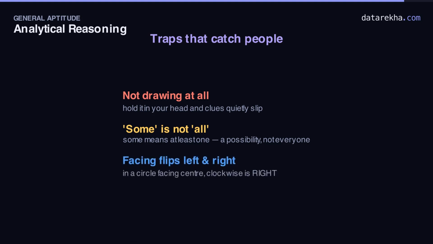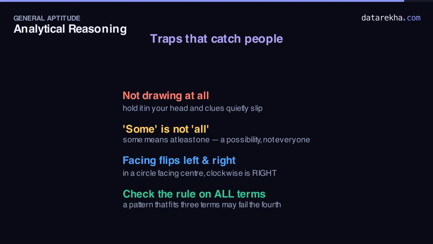Trap 3. Left and right in circles. Facing the center mirrors them from yours. Clockwise is their right. Fix that before placing anyone. And trap 4. In series. Locking onto a rule too early. A pattern that fits 3 terms can break on the 4th. Verify across every given term before extending.